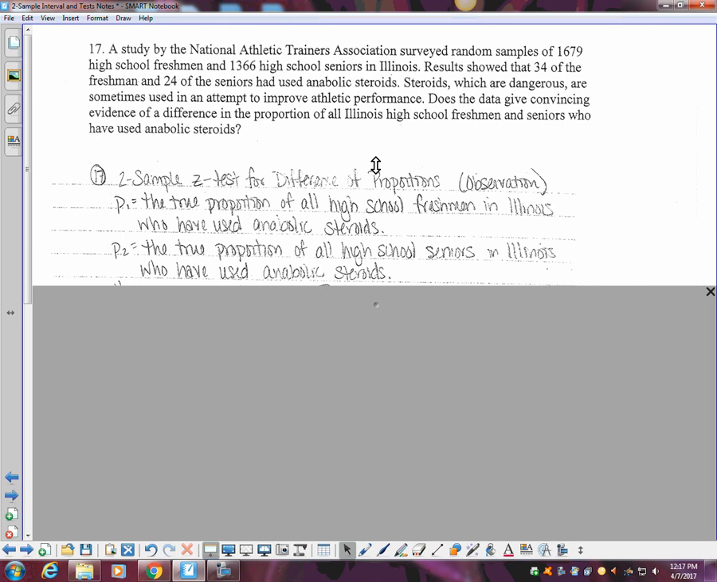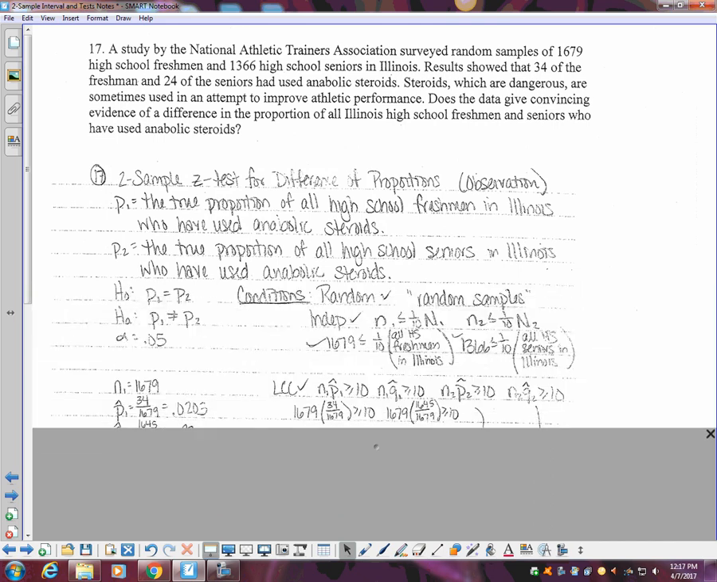So we are a two-sample z-test because we are dealing with proportions, the difference of proportions, and we are an observational study because we're just looking at data. P sub 1 is, and remember there are no hats because this is parameter information, the true proportion of all high school freshmen in Illinois who have used steroids. And P sub 2 is the true proportion of all high school seniors who've used steroids.